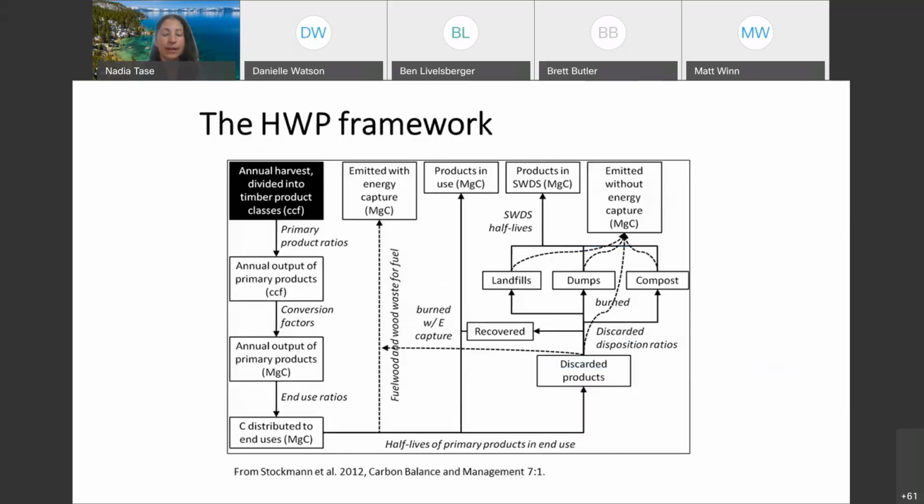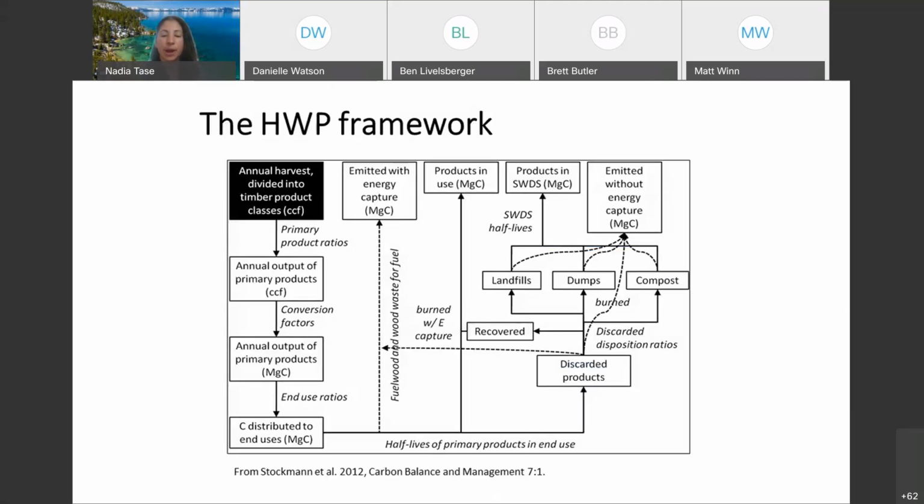So before I get into the data sets, I'm just going to look at the schematic from Stockman et al. and describe the general flow to calculate harvested wood product carbon stocks. So using timber product ratios, annual timber harvest volumes are allocated to timber product classes, which will be your products before milling, your hardwood and softwood saw logs, pulpwood, etc.